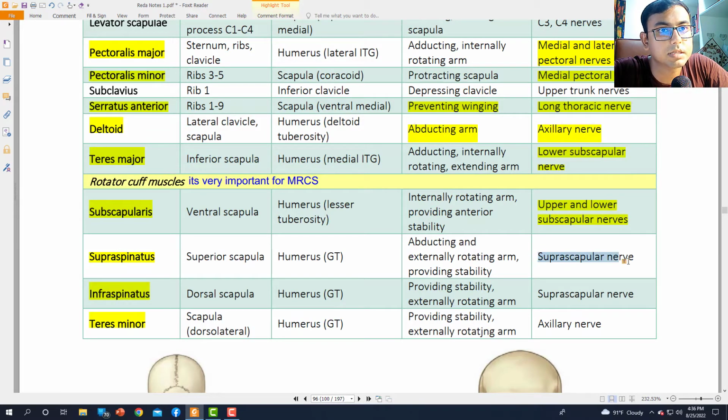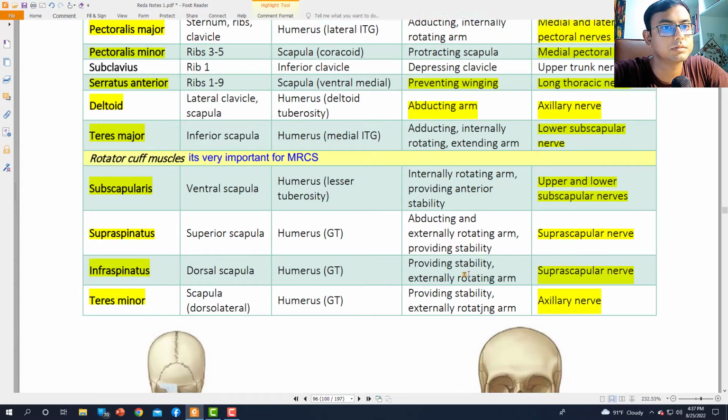Now the supraspinatus is supplied by the suprascapular nerve. Infraspinatus is also supplied by the suprascapular nerve. Teres minor is supplied by the axillary nerve. Remember, teres minor is supplied by the axillary nerve. Teres minor and deltoid have the same nerve supply. So subscapularis, supraspinatus, and infraspinatus are supplied by the suprascapular nerve and the upper and lower subscapular nerves.